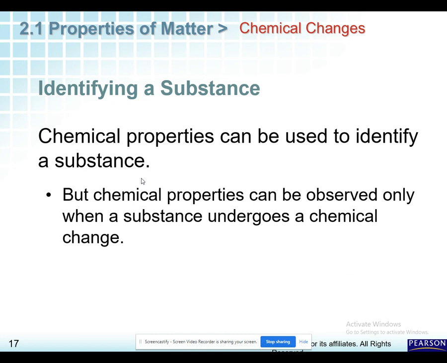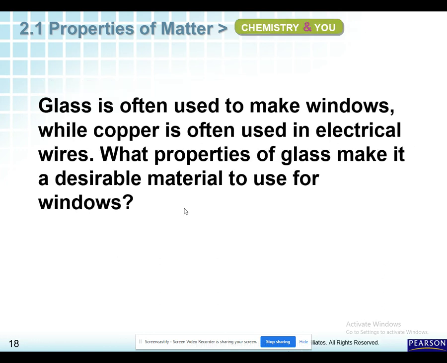So chemical properties, just like physical, can also be used to help identify substances, which is awesome. The only bad part is in order to examine a chemical property, it has to undergo that change. So if you catch something on fire, you lose that sample unless you decide to do a small piece of it. So here, glass is often used to make windows while copper is used for electrical wires.